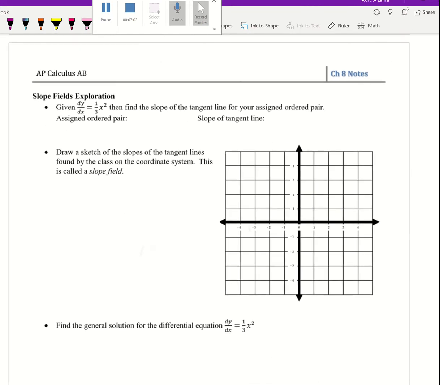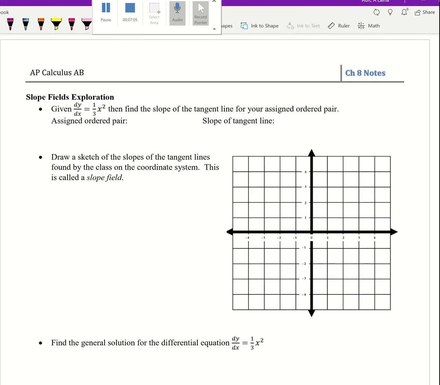And we're dealing with this differential equation. It's a differential equation because there's a derivative in the equation. We want to find the slope of a tangent line for some ordered pair that we would be given. Well, the slope of the tangent line is dy over dx. So I could give you any ordered pair that would show up on this graph.